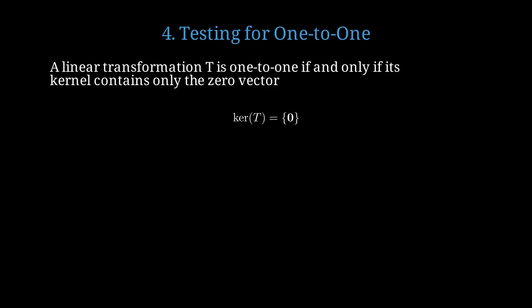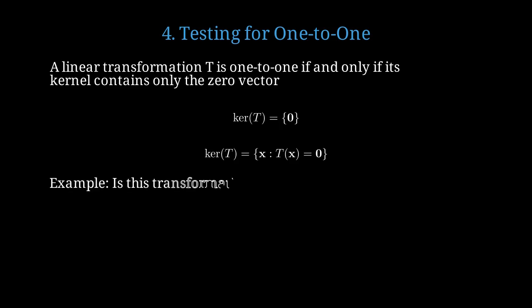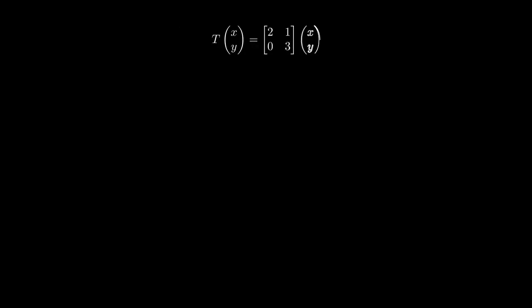The kernel of T equals the set containing only the zero vector. The kernel is the set of all vectors x such that T of x equals the zero vector. Let's check an example. Is this transformation one-to-one? Consider our earlier transformation with matrix 2, 1, 0, 3.